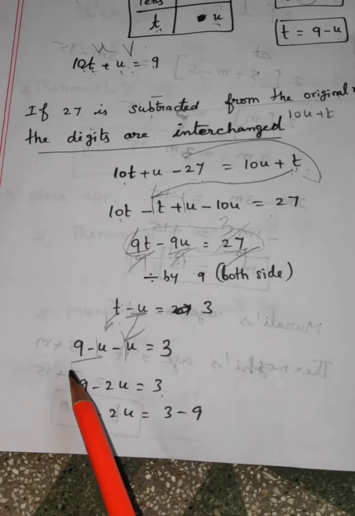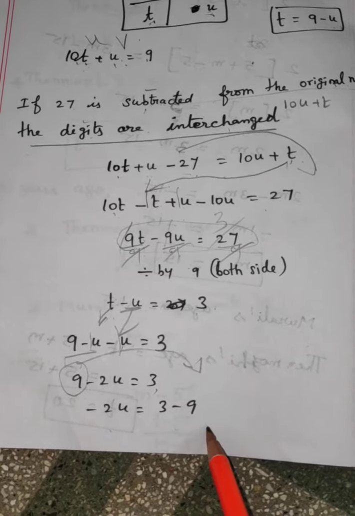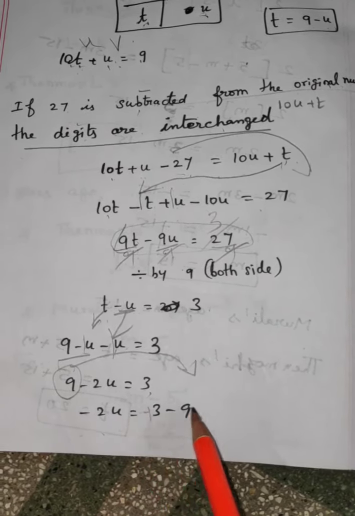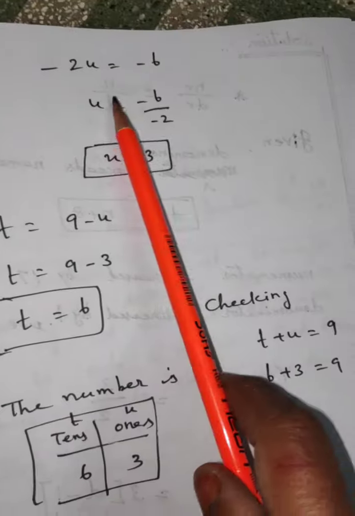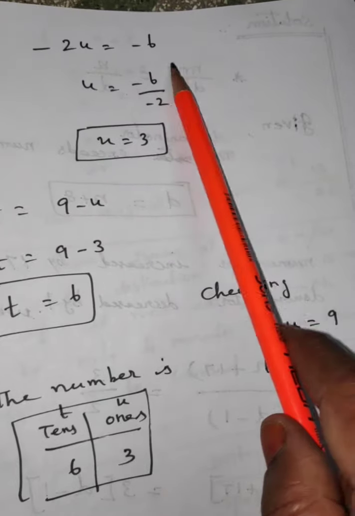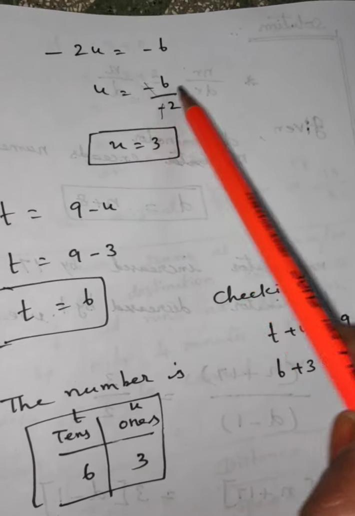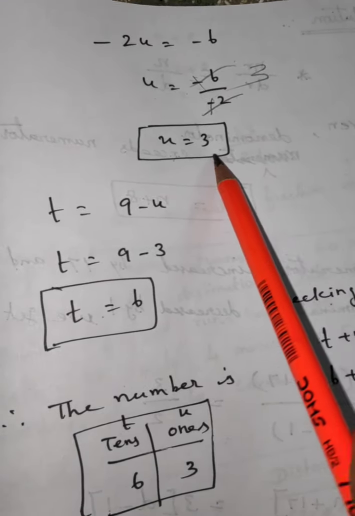Minus 2U on the right; plus 9 changes to the right side as minus 9. Minus 2U equals, subtracting the numbers, 3 minus 9 equals minus 6. Minus 2U equals minus 6. U equals minus 6 by minus 2. Minus into minus is plus: 1 two is 2, 3 twos are 6. Now the U value equals 3.